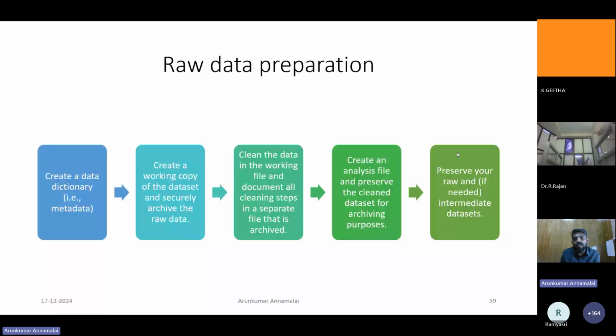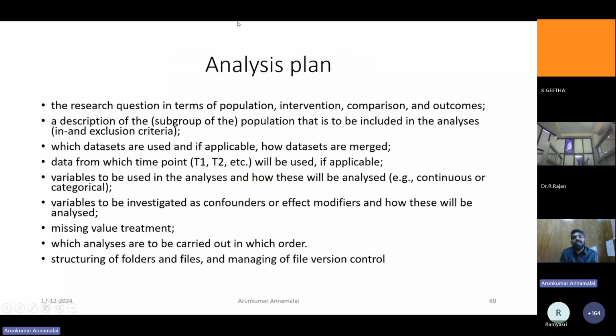So the analysis plan will typically look like this. It answers the questions: what population, what intervention, what comparison, what outcomes, what is the description of the population, and what are the inclusion and exclusion criteria. If there are different data sets, which data sets should I use? How are they merged? And what are the time series data? Which time point should I use? Should I use the patient data till yesterday, or last week, last year? Should I compare between last year and this year? All these questions have to be answered.